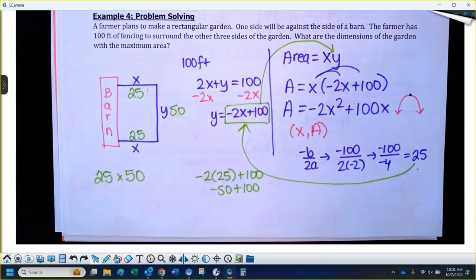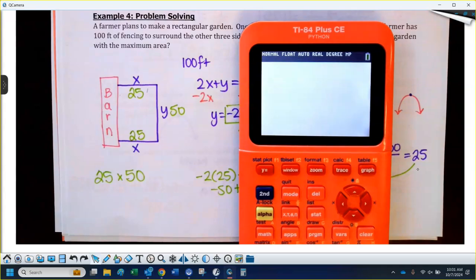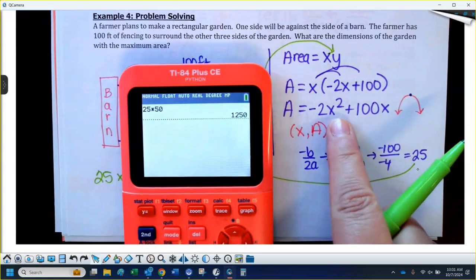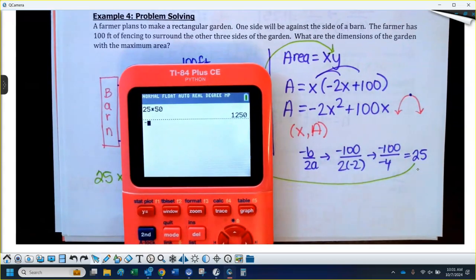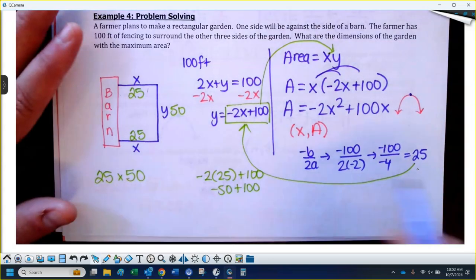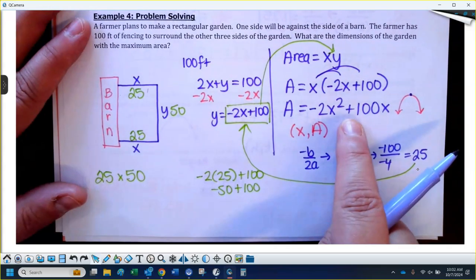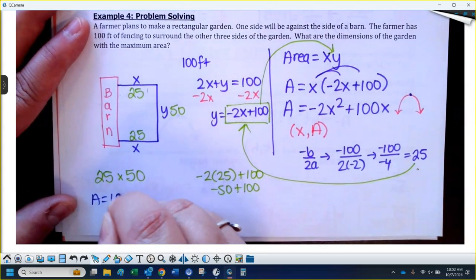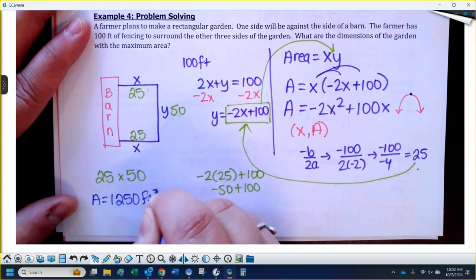It doesn't ask you for the area, but you could figure it out if you did 25 times 50. Or the other way, you could plug it into that equation we had: negative 2 times 25 squared, plus 100 times 25. It gives you exactly the same thing. So there's kind of two ways you could get the area if they asked you for that. You can either just do length times width, base times height, or you can plug that into that lovely quadratic we created. That'll give you the area. I know it doesn't ask you for this, but I'm just going to jot it down. So this would be 1,250 square feet.